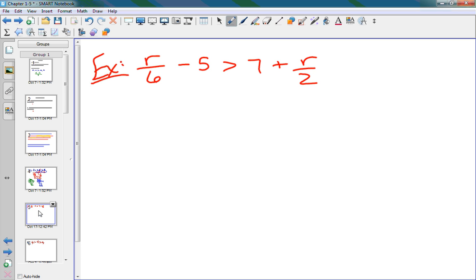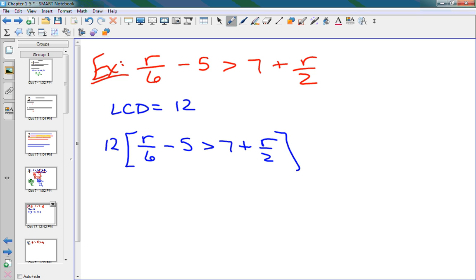Okay, well, here we have some ugliness going on here. So how do I get rid of my fractions? Well, what's my LCD? My LCD between 6 and 2 is going to be 12. So I'm going to multiply the entire inequality, not equation, but inequality, by 12. And actually, that's not my LCD. I apologize. My LCD is 6.